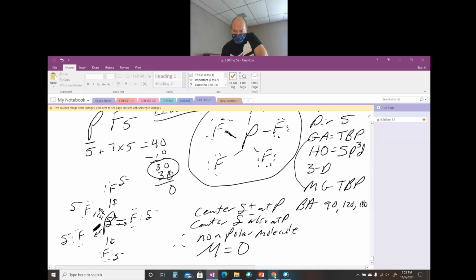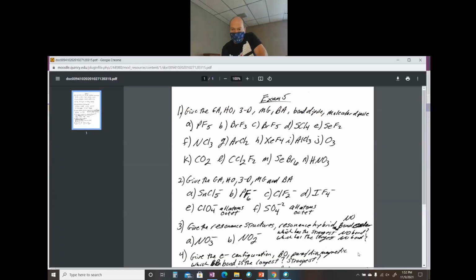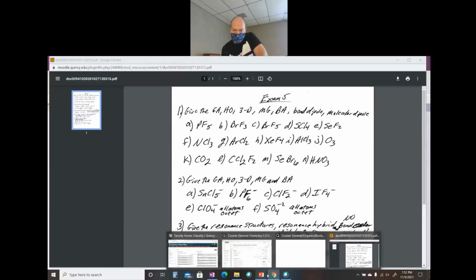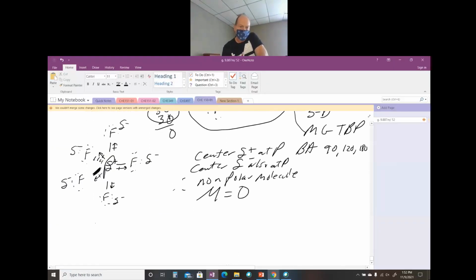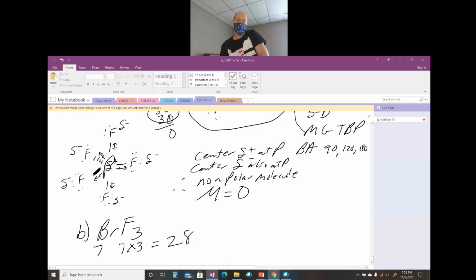The next one is BrF3. All right, so Br is in the same column as F, and so they're all 7s. We have 7 for the Br, and we have 7 times 3, which is 21 for the 3 Fs. All right, so the total is 21 plus 7. That is 28 valence electrons.